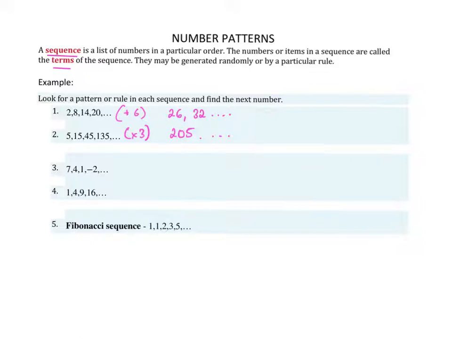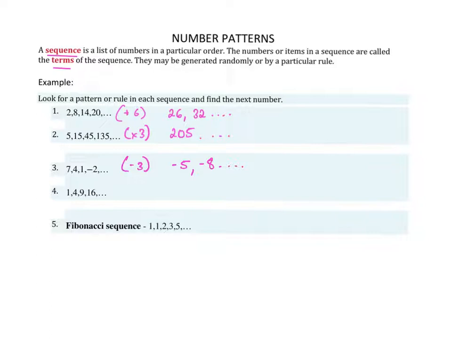What about the next one? 7, 4, 1, minus 2. Well, we can see that we're going backwards there. We're going down rather than up. And are we multiplying or taking away? Well, 7 take away 3 is 4. 4 take away 3 is 1. 1 take away 3 is minus 2. So here we've got take away 3 as our rule. So minus 2 take away 3 would be minus 5. And of course you could go take away another 3, minus 8, and so on.